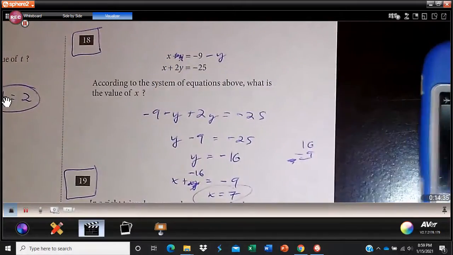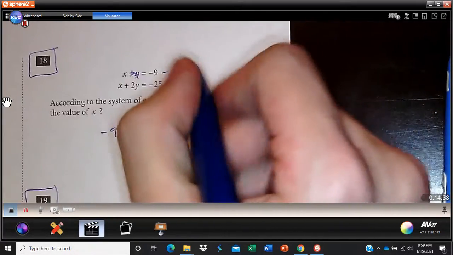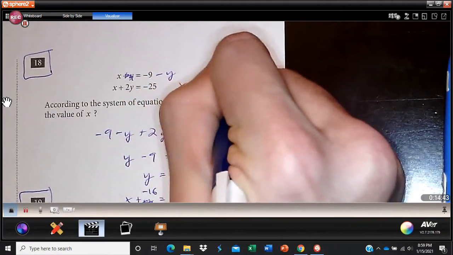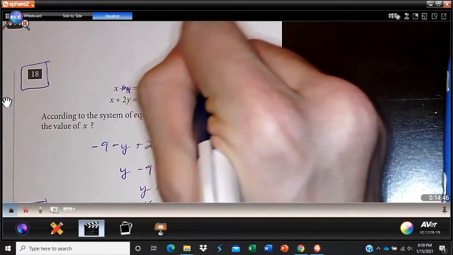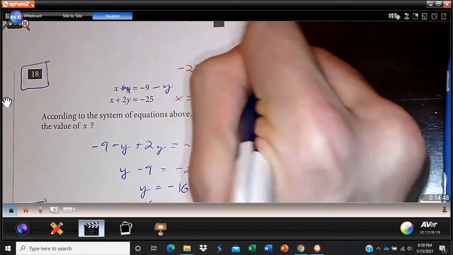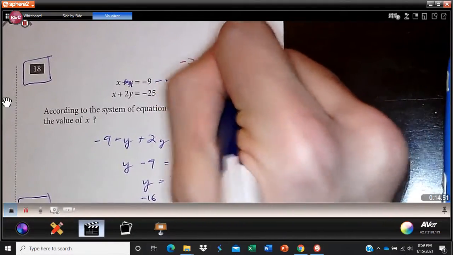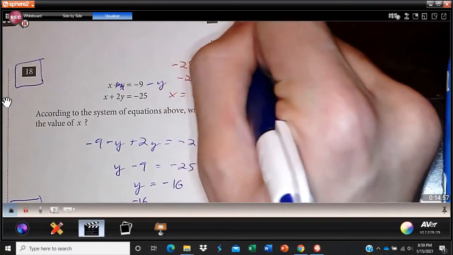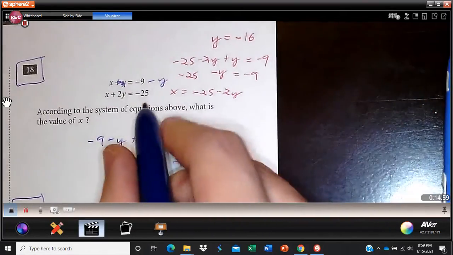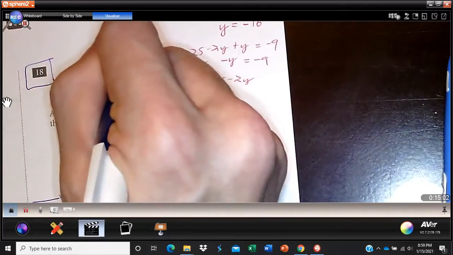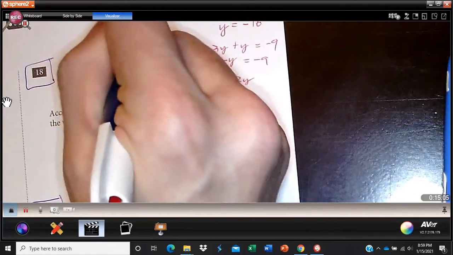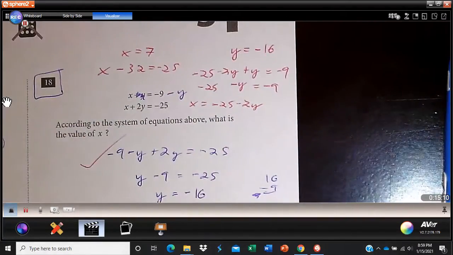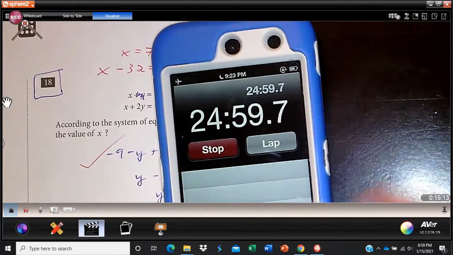I have, okay, not that much time left. And I'm going to check it by just doing it in a different way. So x is equal to negative 25 minus 2y. So negative 25 minus 2y plus y is minus 9. So that's minus 25 minus 9 is equal to negative 9, or so that's 16, so y is equal to negative 16, I believe. And so x minus 32 is equal to negative 25, and then I get x is equal to 7 would give me that. And so that one looks like that's right, and we're 2 seconds away. And then time is called.